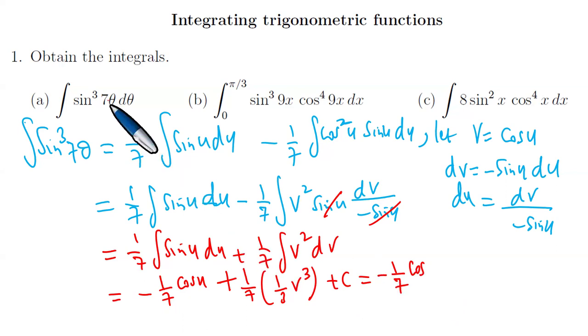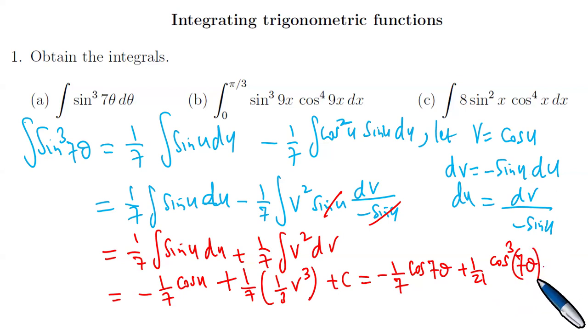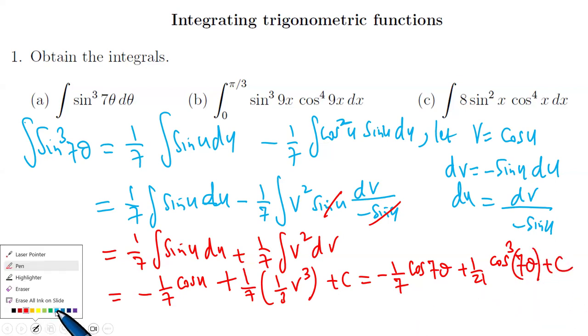We remember that u was equal to 7 theta. So you put 7 theta. And then the 7 times 3, it's 1/21 in the denominator. The v is the cosine of u, but u is 7 theta, plus C. And this is the answer.